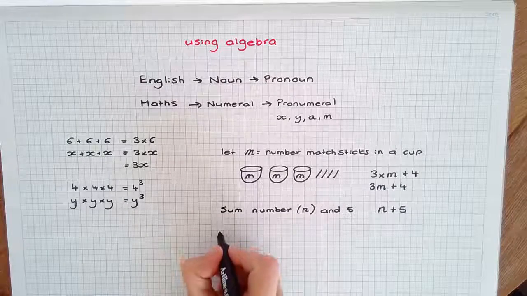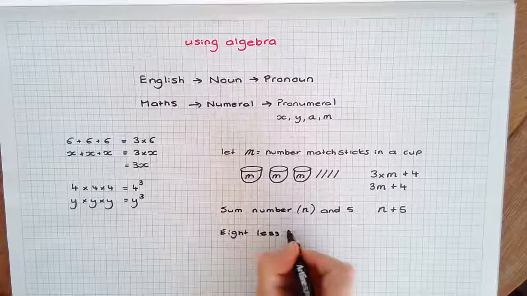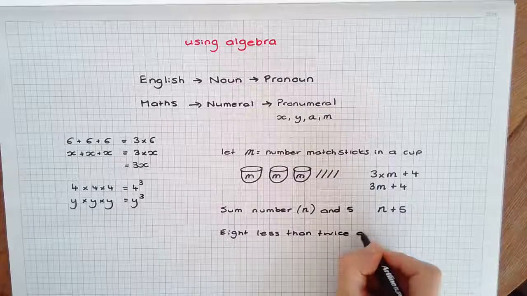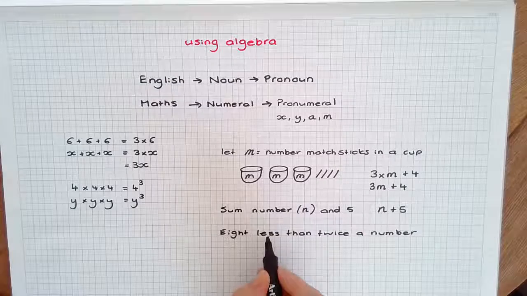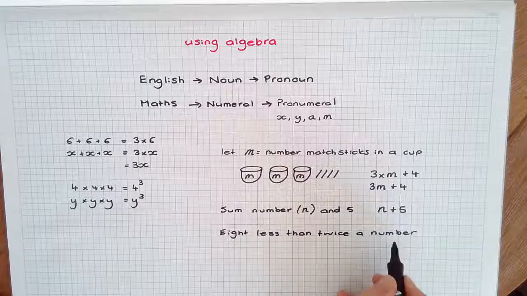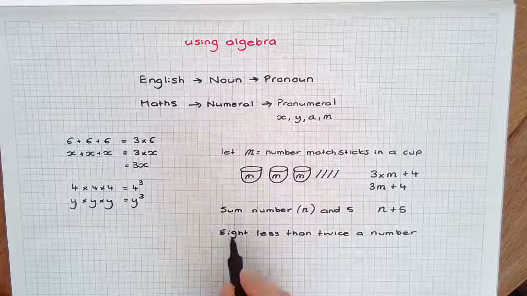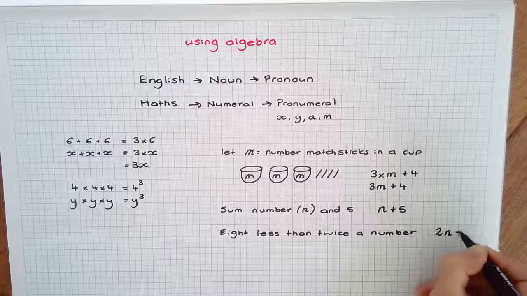Let's try another one. 8 less than twice a number. So 8 less than twice a number. Well, twice a number can be represented as 2 × n or 2n, and we need 8 less than that value. So 2n take away 8.